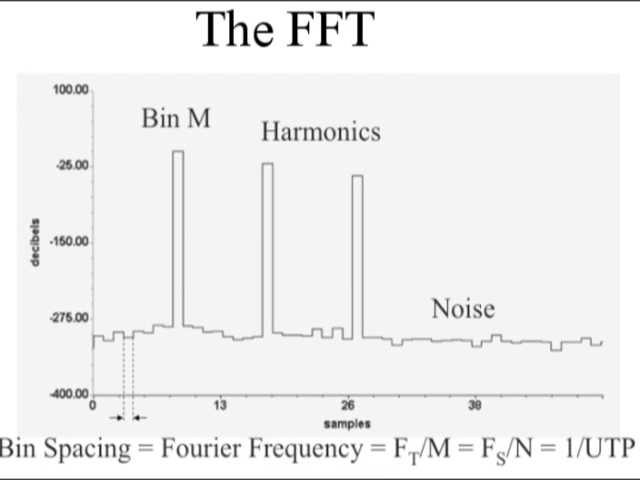Zooming in near the fundamental bin, you can see the graininess of this spectrum. That graininess, or spectral resolution, is determined by how long it took to capture our sample set. The longer we capture, the finer the resolution. How long we sample, known as the unit test period, UTP, is determined by how many samples we take divided by the sampling frequency. The reciprocal of UTP is known as the Fourier frequency, and that controls our bin spacing. Also, of course, bin spacing is controlled by our test frequency divided by m, or the number of cycles.